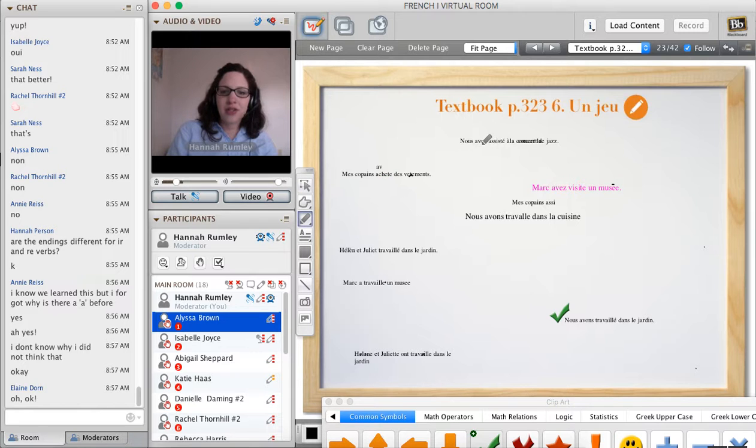Nous avons assisté à la concert de jazz. Good, except you picked the wrong conjugation. Marc avait visité. No, avait is for vous. Marc is il. I'm so glad we're doing this exercise. There we go. You fixed it. Nous avons assisté à la concert de jazz. Very good. Except concert is le concert. But besides that, you did perfect. Still not quite right. That's the conjugation of avoir for nous. Mes copains is il, plural il.